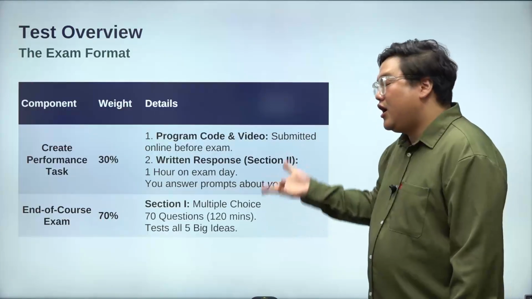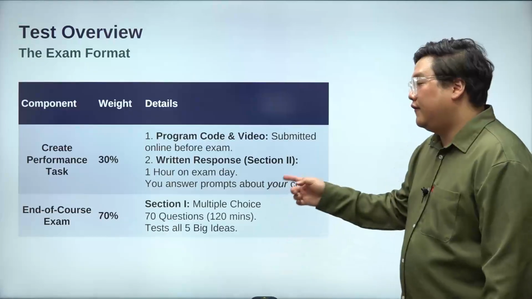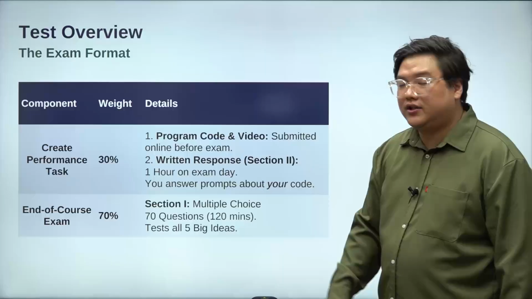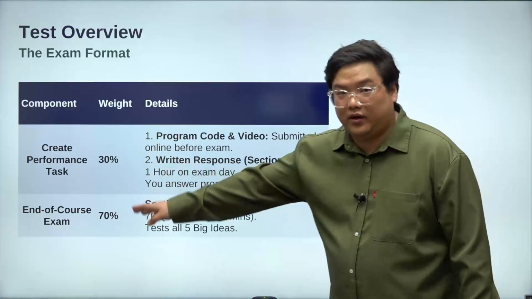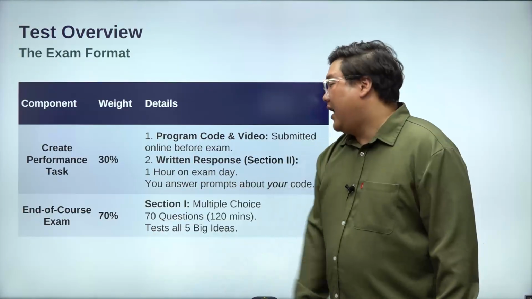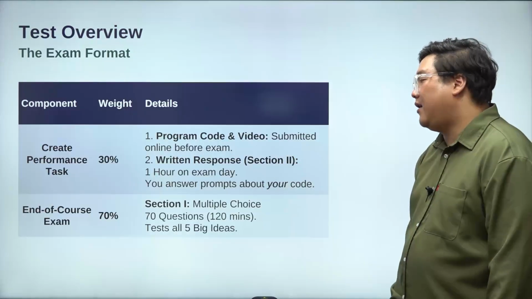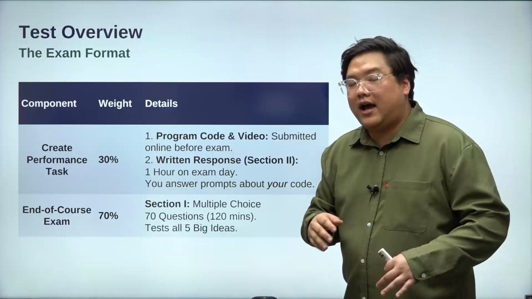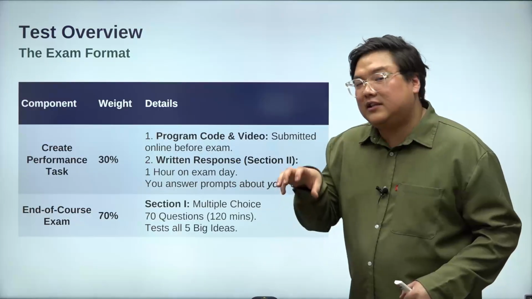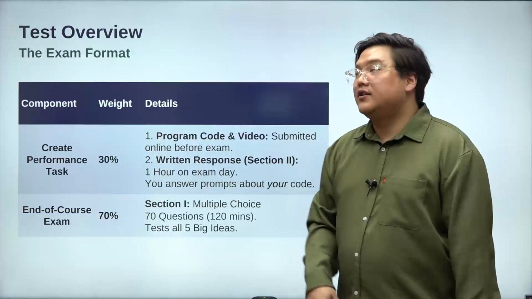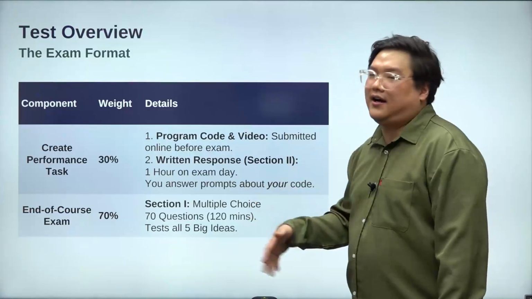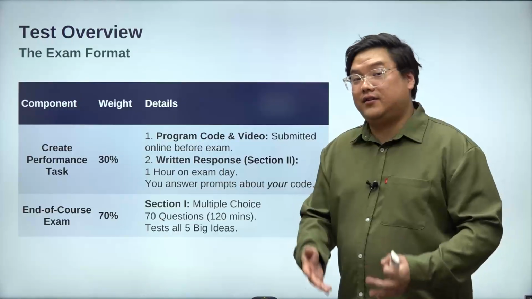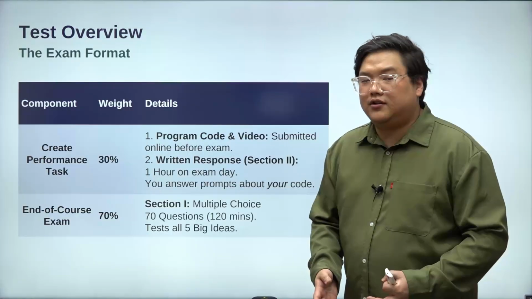On the test day, you now have 2 sections. The first section is multiple choice questions, which are 70 questions in 120 minutes, worth 70% of your score. And for the written response, you have an hour, and you answer prompts about your code. This written response will have questions that ask about specific parts of your code. It's designed so that if you didn't write that code by yourself, you won't be able to answer these questions.